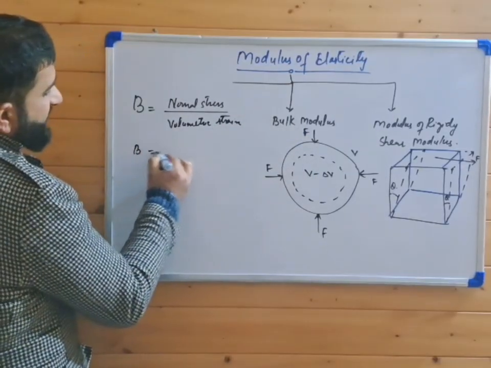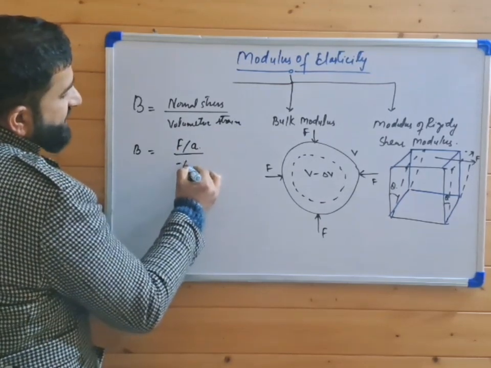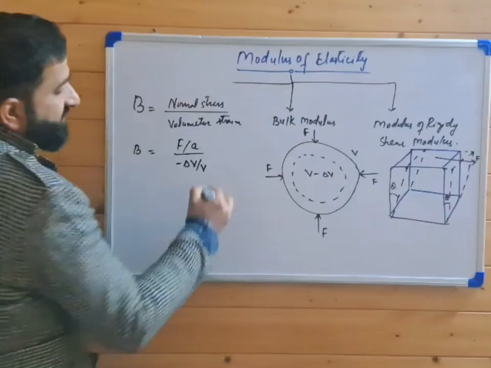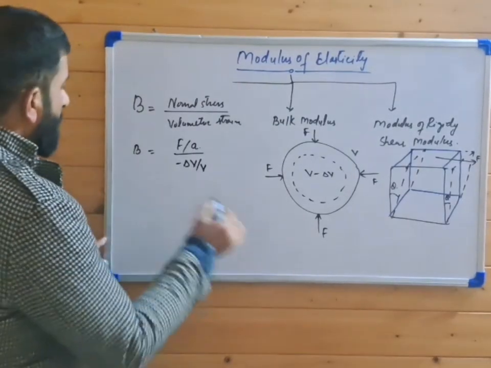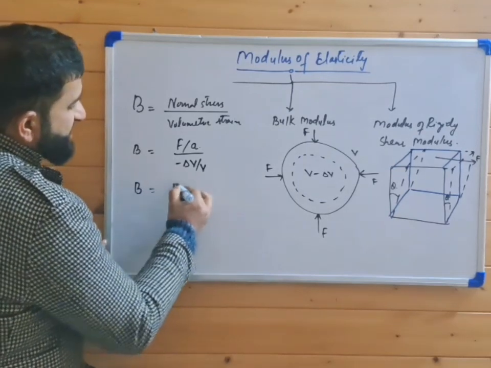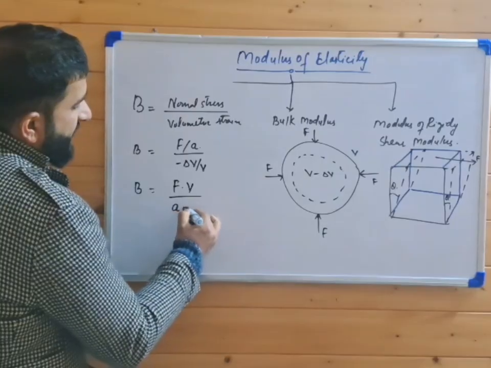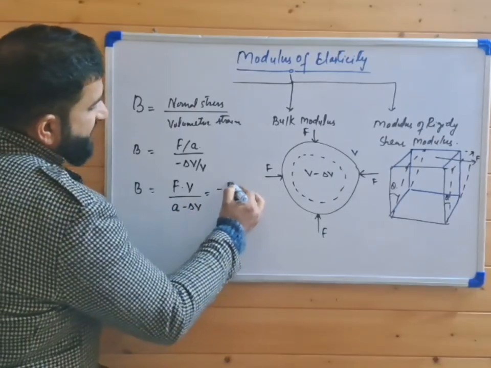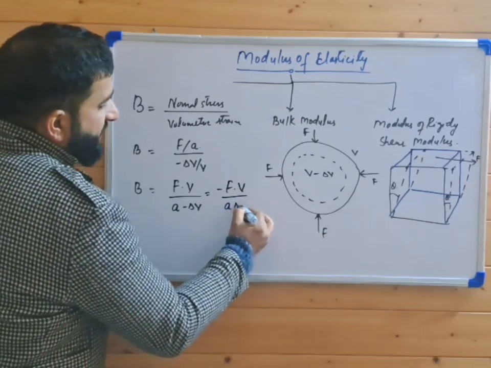So B is equal to F divided by A, and volumetric strain is equal to minus delta V by V. As already discussed, minus sign is because there is reduction in volume. So we have B is equal to F into V divided by A into minus delta V, that is minus F into V divided by A delta V.